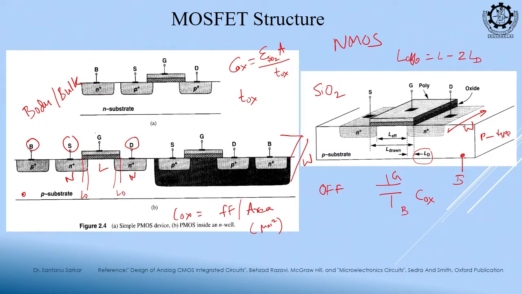So, to get the total actual capacitance, what will you do? Multiply COX with its area. What is the area of a MOSFET? W into L. We will be discussing this later also. I am just giving you a hint.